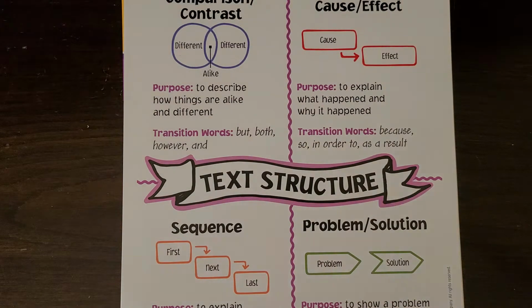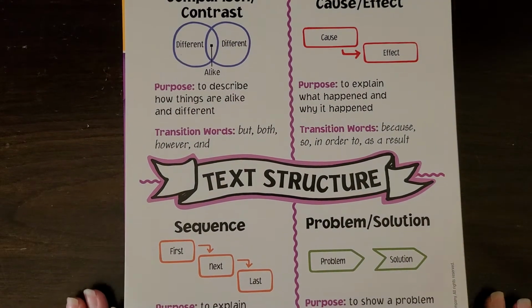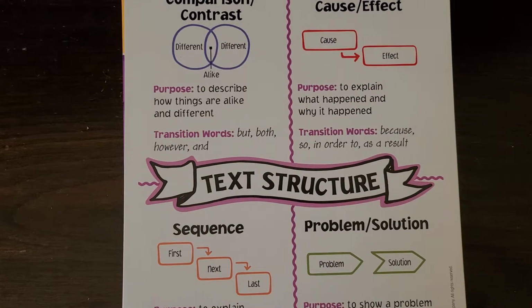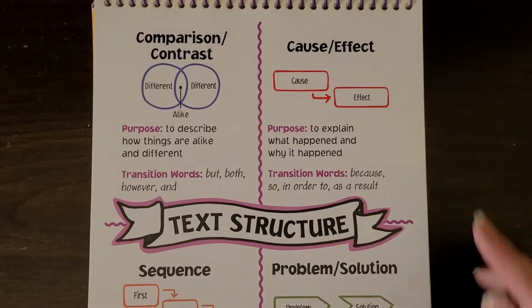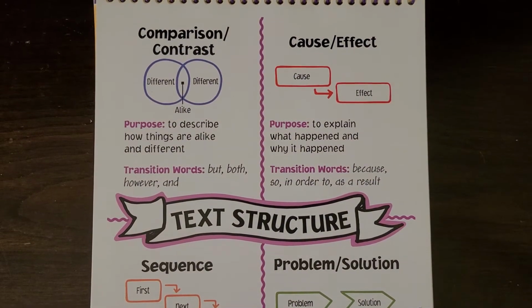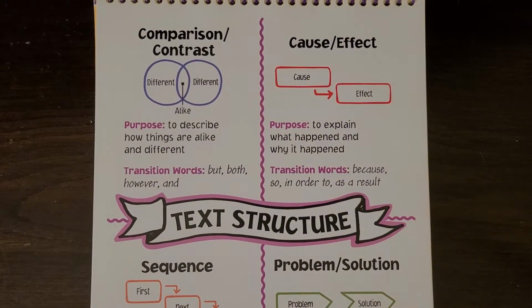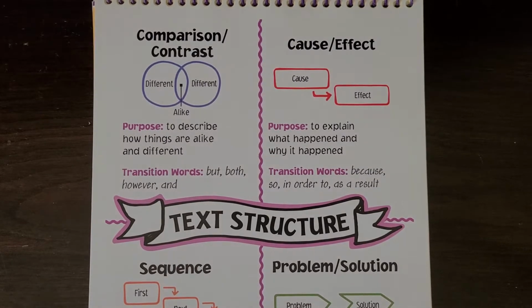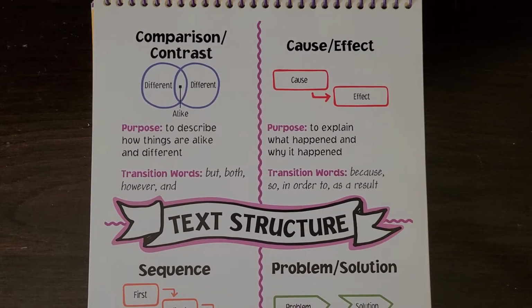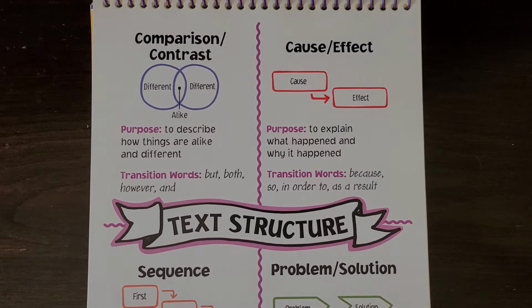Today there's 4 different types of text structure that we talk about in 3rd grade, but today I want to focus in on cause and effect and problem and solution. Cause and effect is when something happens, which is the effect, and why it happened, which is the cause. So something caused something else to happen. The cause is why it happened. The effect is what happened.